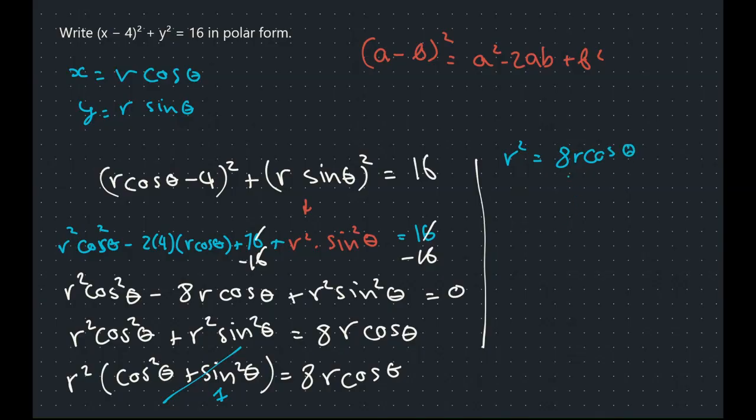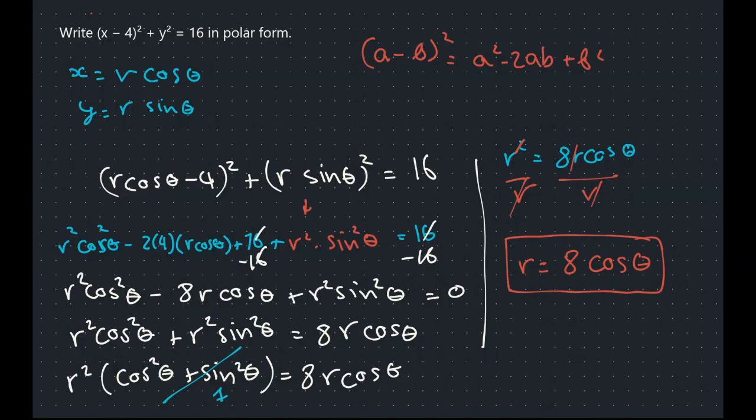Therefore, we can divide in the final step by r. So this r cancels out and this power cancels. Therefore, we have r is equal to 8 cosine theta. And this is the final form.